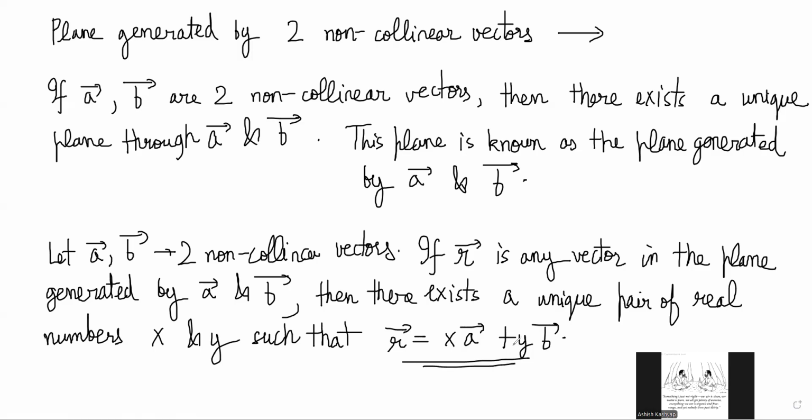So basically what I'm saying is that once you have a plane generated by two non-collinear vectors A and B, then any third vector in that plane can be written as a linear combination of A and B. Any third vector can be written as x times A plus y times B vector. Okay, so let's think about this for a moment.